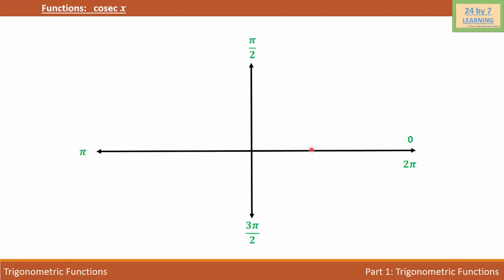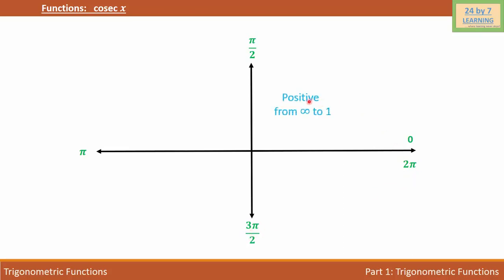So as you can see, this is my quadrant plane. This is my first quadrant, second quadrant, this is my third quadrant, and my fourth quadrant. The first quadrant starts from 0 to pi over 2. Second quadrant is from pi over 2 to pi. Third quadrant is from pi to 3 pi over 2. And my fourth quadrant is 3 pi over 2 to 2 pi.